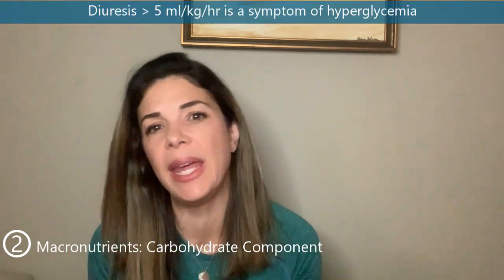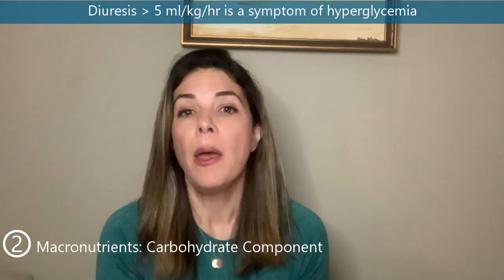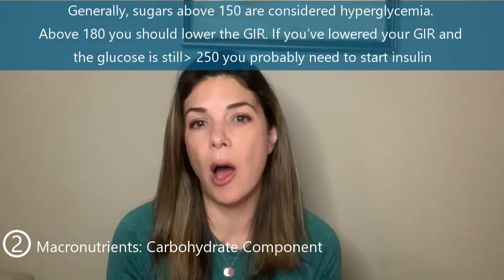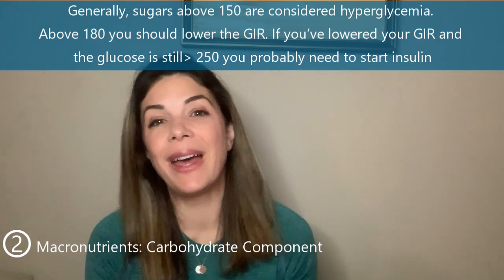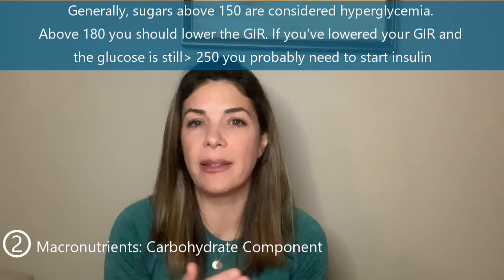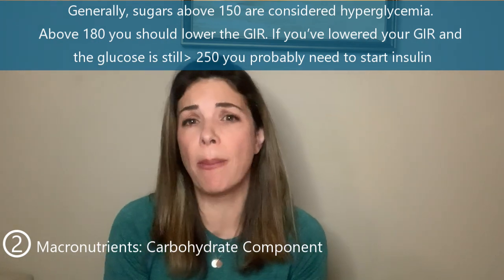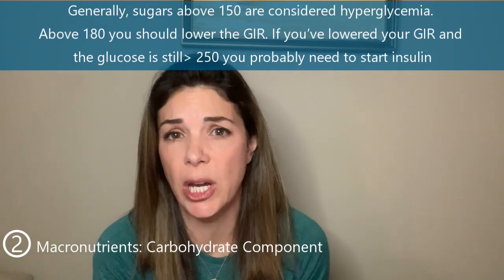Obviously, if the baby is symptomatic from it, and generally you're symptomatic with hyperglycemia by getting that osmotic diuresis, so babies just start peeing out loads and loads, like above 5 mLs per kilo per hour, then that is concerning. But generally, the definition of hyperglycemia is a sugar above 150. But even though that is hyperglycemia, generally people won't start acting on it until the blood sugar level is above 180. At that point, you should probably be making some effort to lower the GIR.